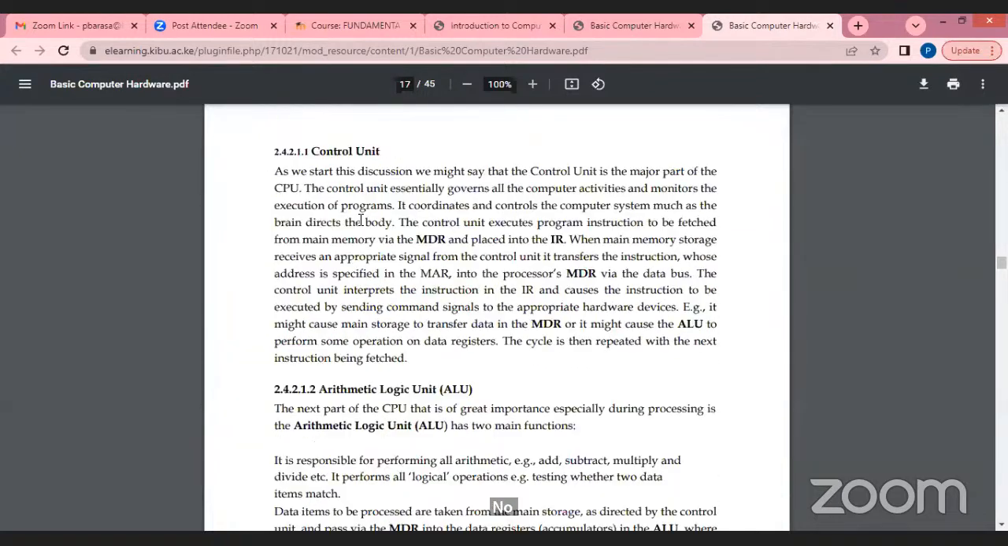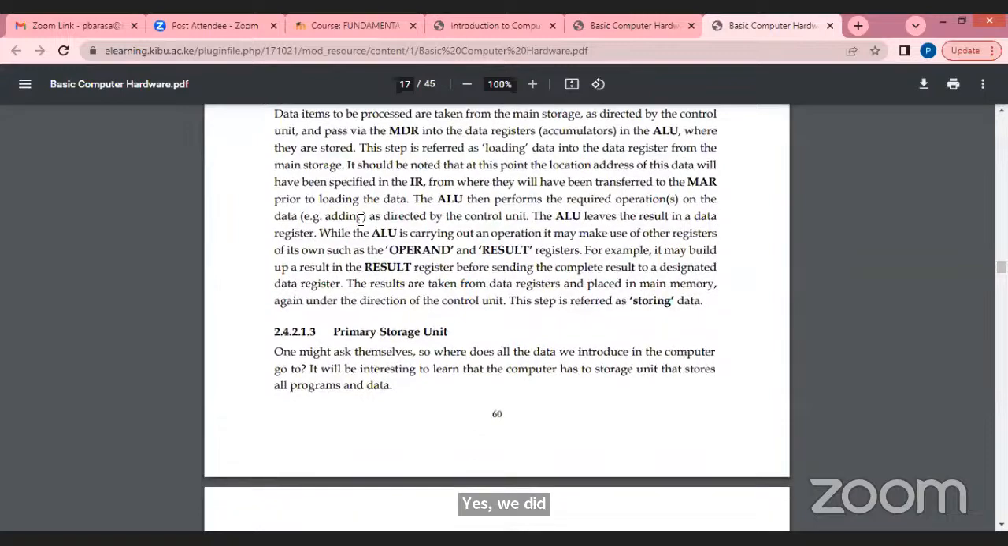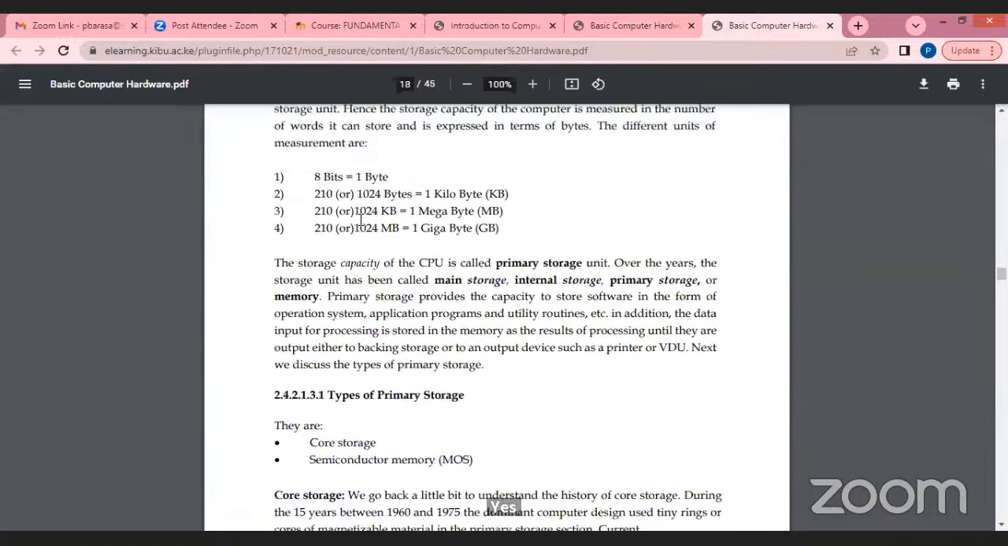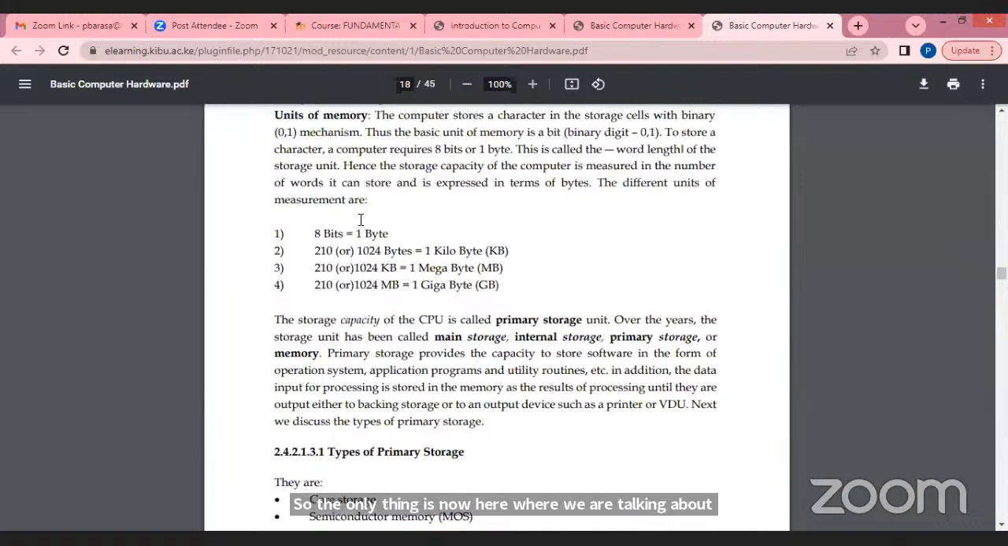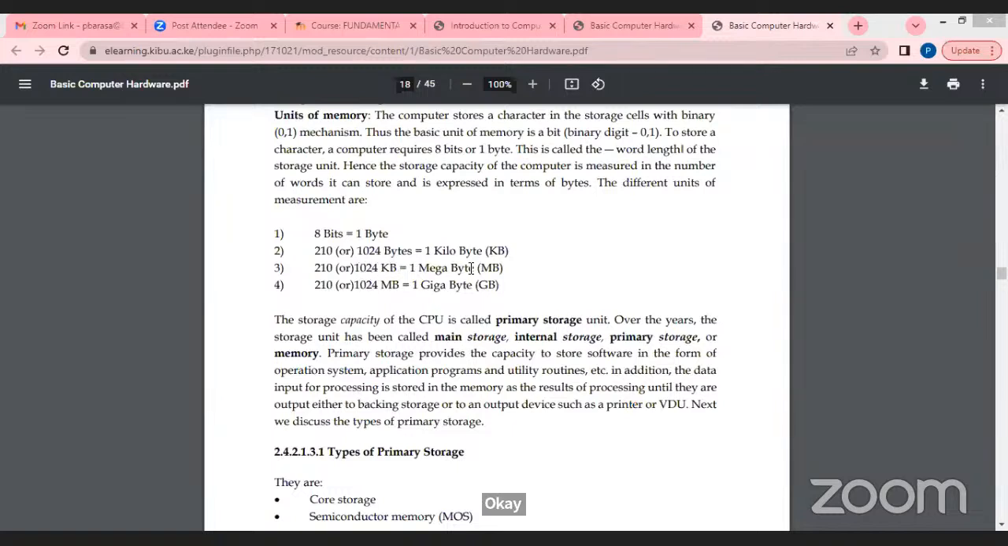So the only thing is now here where we are talking about the question, where we have given the conversion for storage. I say 8 bits is equal to 1 byte. Then 1024 bytes is equal to 1 kilobyte. Then 1024 kilobytes is equal to 1 megabyte. And then 1024 megabytes is equal to 1 gigabyte. Now my question is here, and I want to repeat. Kamau has 10 million kilobytes of data. Kamau wants to buy a flash disk. What capacity of flash disk should Kamau buy in terms of GB?